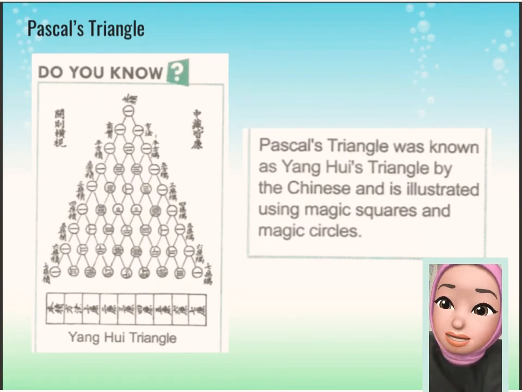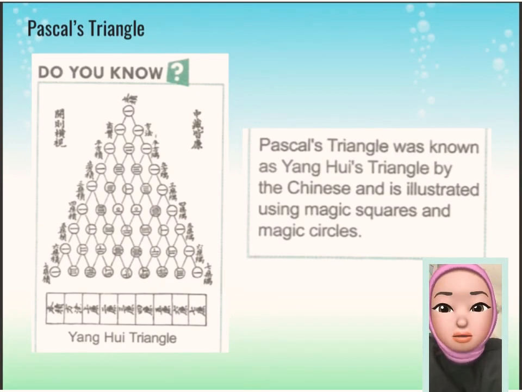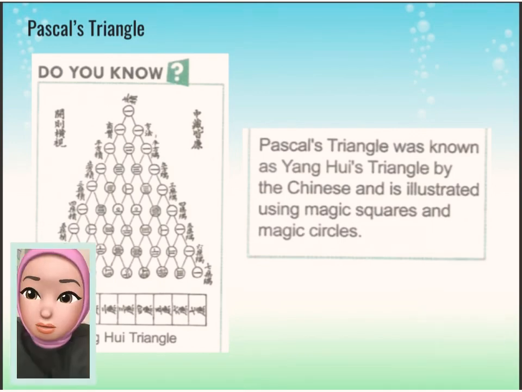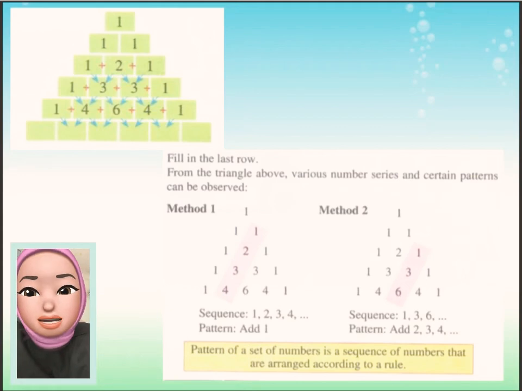Now, let's learn about Pascal's triangle. What is Pascal's triangle? It is known as the Yang Hui triangle by the Chinese and illustrated using magic squares and magic circles. In the diagram, you can see that in a Pascal's triangle, a number in a row can be determined by adding the numbers in the previous row.